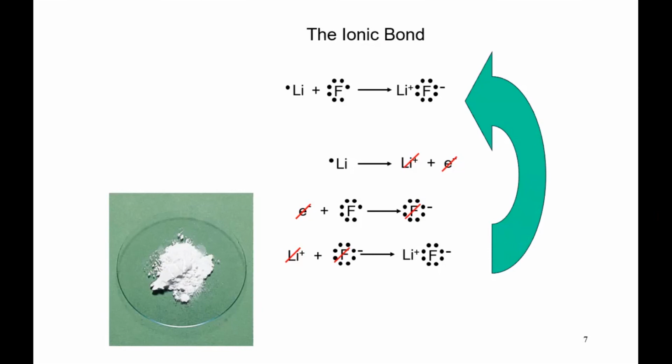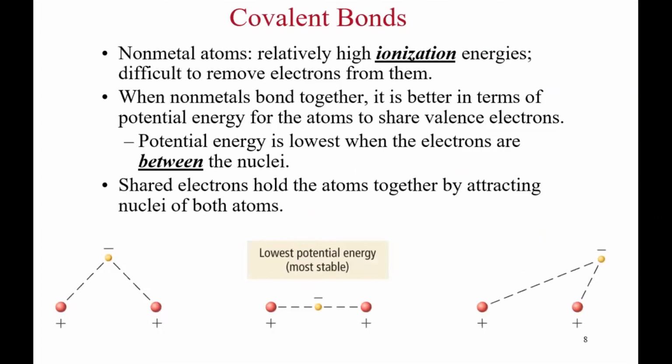Now, what about nonmetals? What about when you have two atoms, both are nonmetals? So if they were to form ions, they would both want to form an anion, which means they would both want to try to get an electron away from the other one. But as we saw in our discussion of periodic trends, the ionization energy of a nonmetal is very high. They don't want to give up electrons. They want to take them. So because of this high ionization energy, it's difficult to remove electrons from nonmetal atoms.